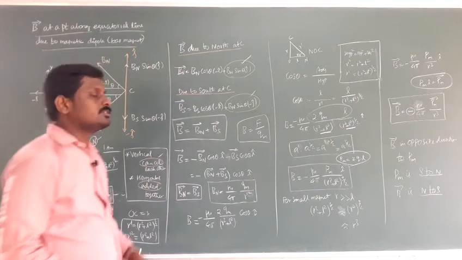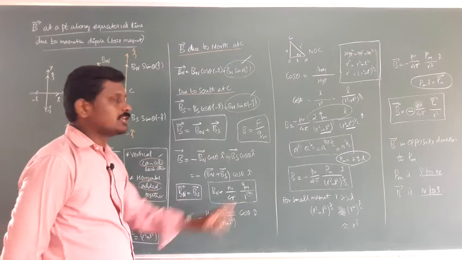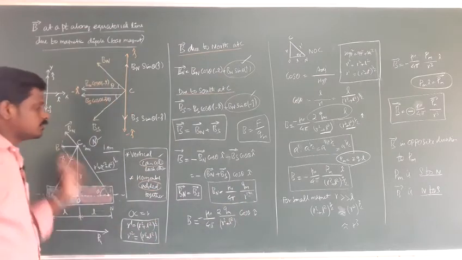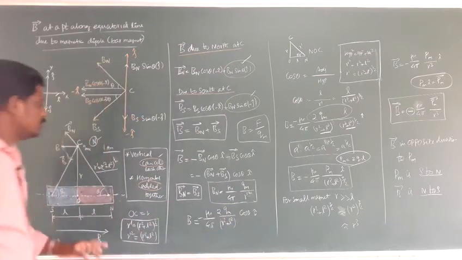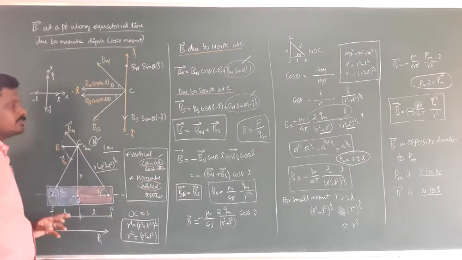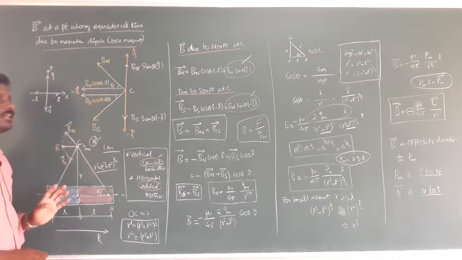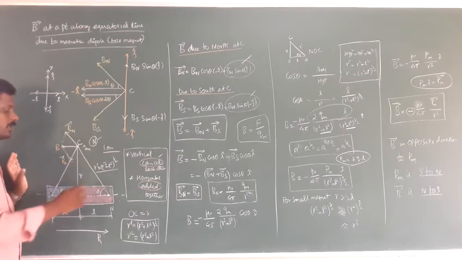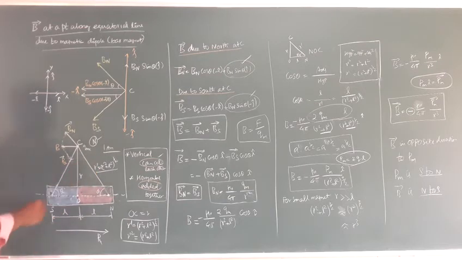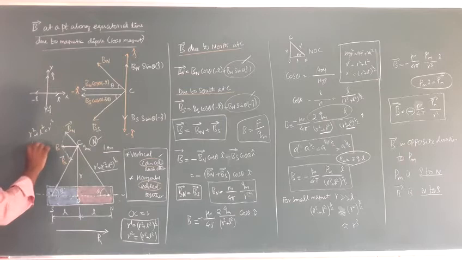Using Coulomb's inverse square law, you will get the magnetic field B equal to mu 0 by 4 pi Qm by R square, where R is the distance between the two poles. Due to the north pole, the distance is R dash, so R dash square. R dash is the hypotenuse of a triangle. Using the Pythagoras theorem, hypotenuse square is equal to opposite square plus adjacent square, so r squared plus l squared equals r dash square. So r dash is equal to (r squared plus l squared) power 1 by 2.